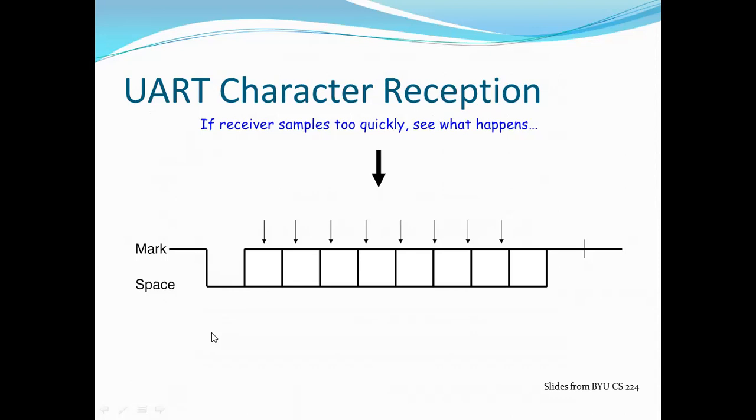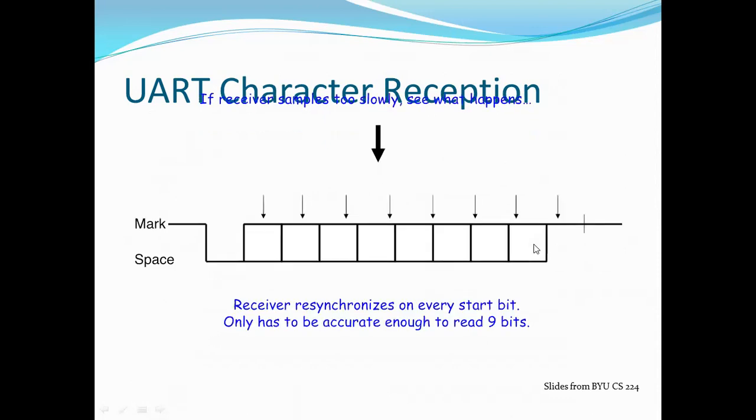Whenever there is a start bit, the receiver starts receiving the bits till it comes across a stop bit. If a receiver samples too slowly, so the clock is not matched, it will go beyond.